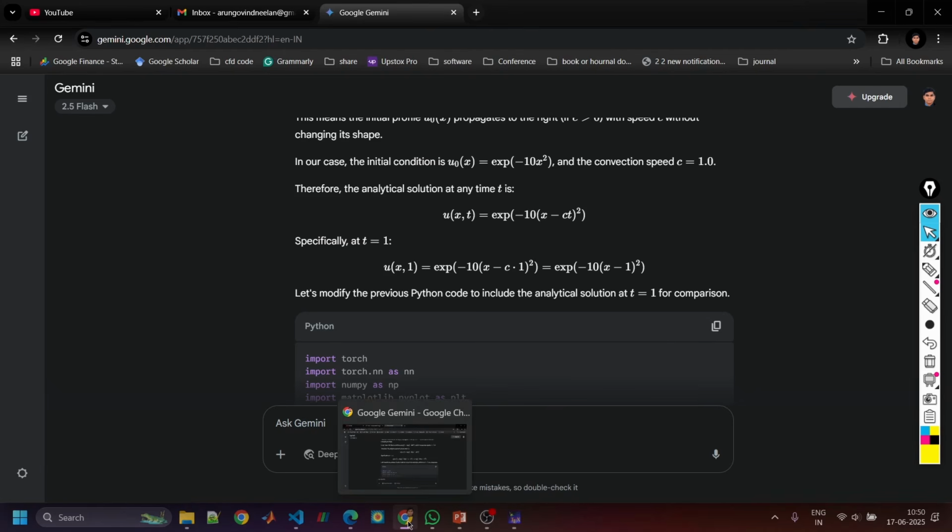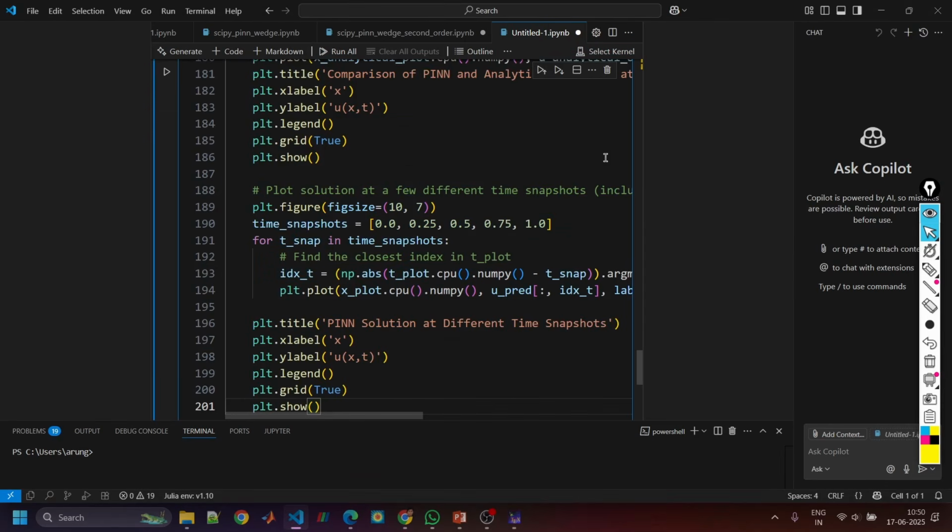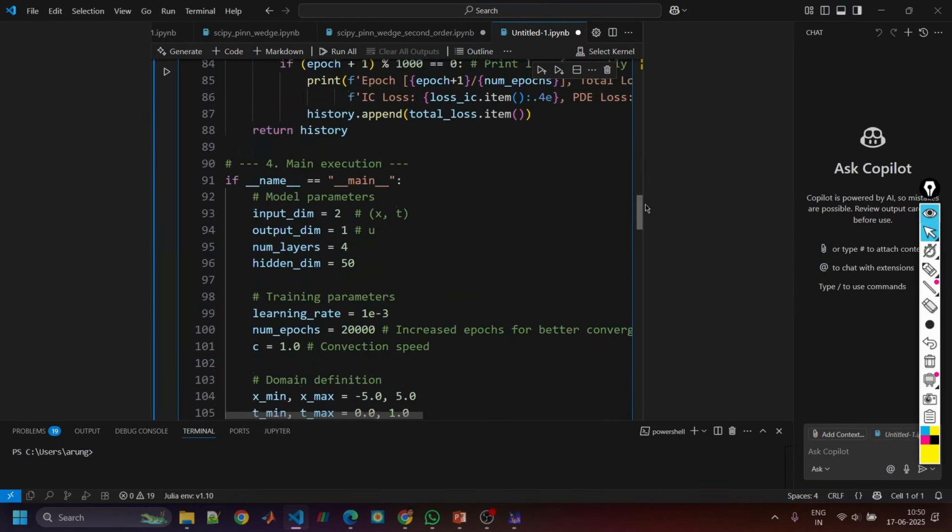One or two months ago, Gemini 2 was not that good at generating code. Now Google has put a lot of effort into improving it, and it is making pretty good code.